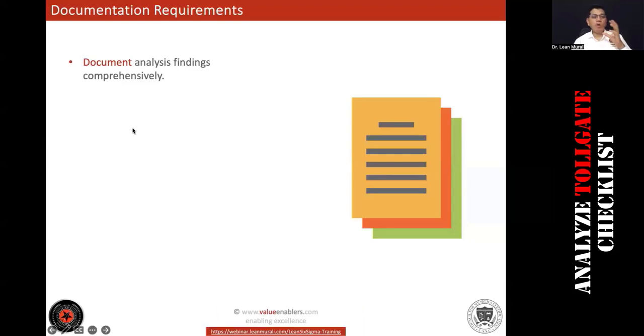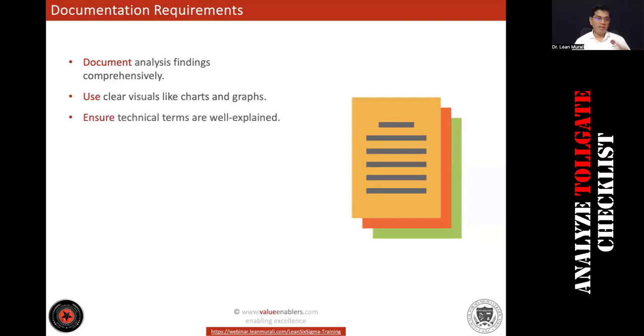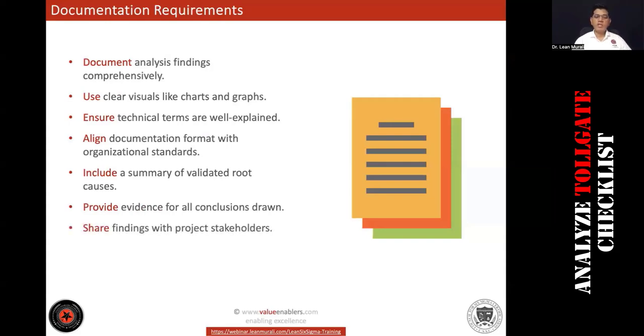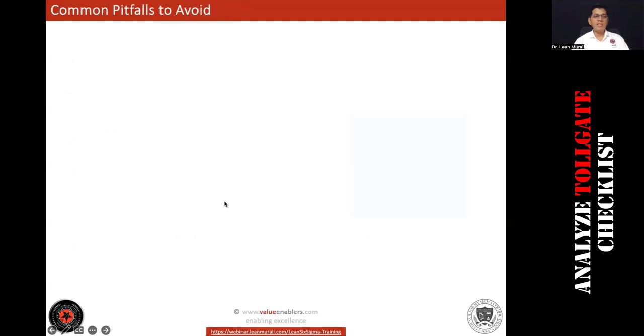Document all the analysis findings comprehensively. You have to document that. And use clear visuals like bars and charts. We have learned about graphical analysis. Ensure technical terms are well explained. Align documentation format with organizational standards. Include a summary of validated root causes. Provide evidence of all the conclusions drawn, share the findings with the project stakeholders, and archive the document for future reference. So if this is clear, type crystal clear, CC, in the chat box. And the last couple of slides I will bring.